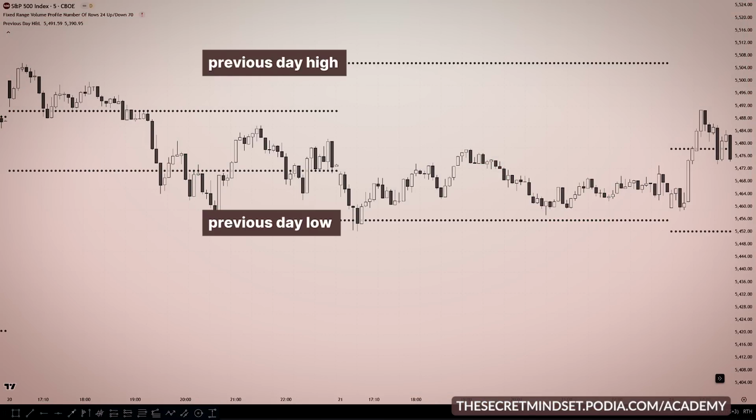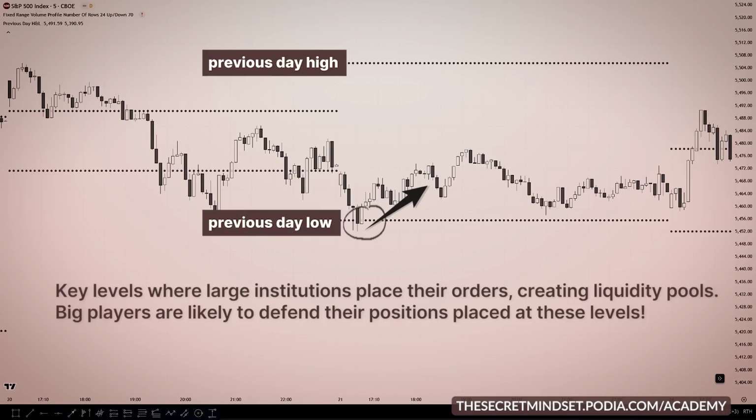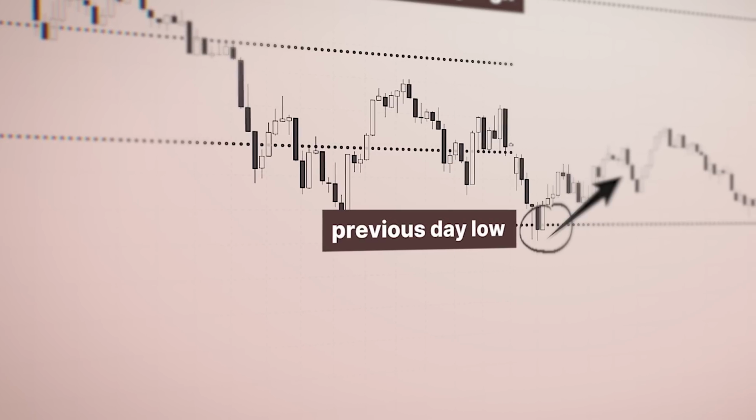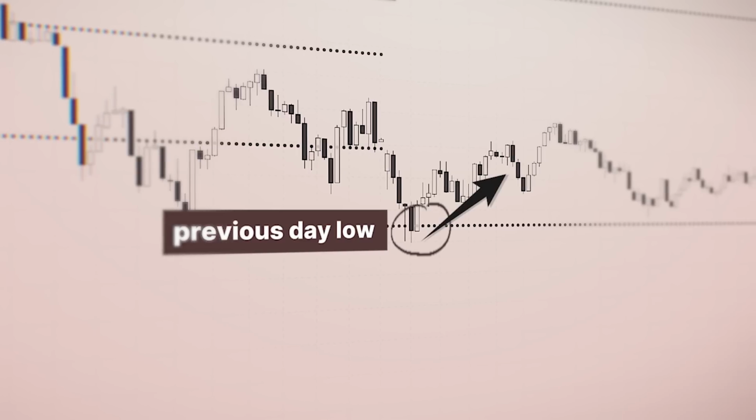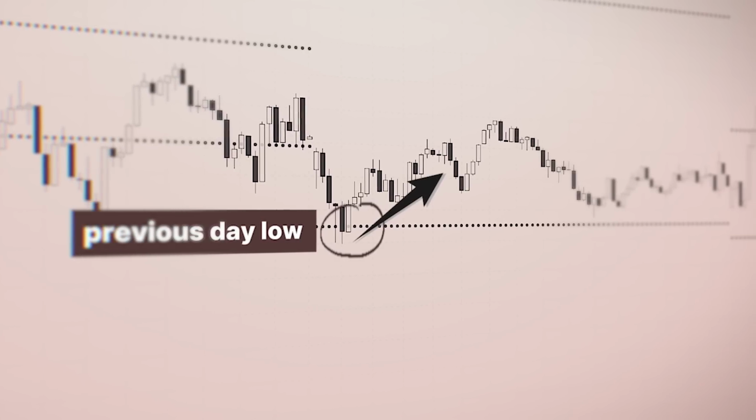This scalping setup works well because it aligns you with the likely intentions of big players. These key levels are often where large institutions place their orders, creating liquidity pools. When price fails to break these levels, it often indicates these big players are defending their positions. Perfect strategy for beginners, as this setup offers a clear mechanical approach to entering trades.